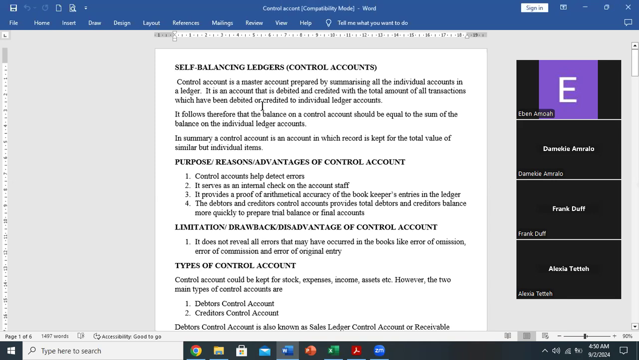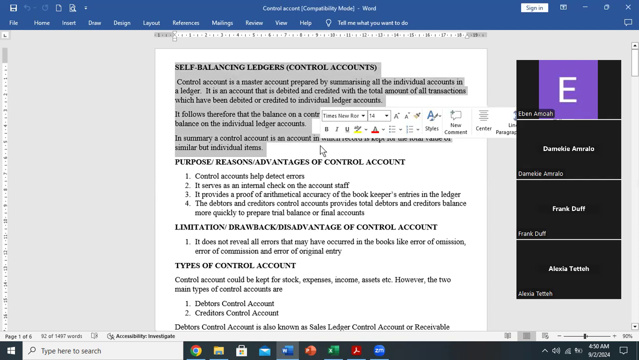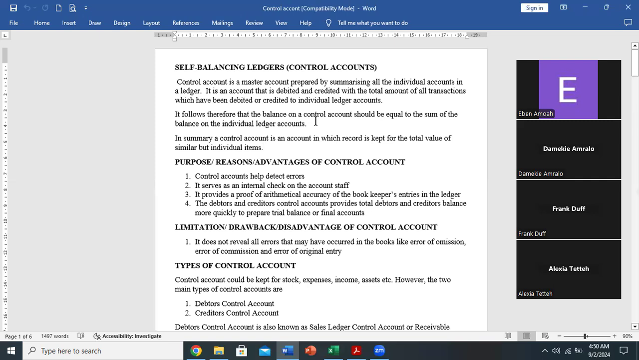Self-balancing ledgers, control account. Control account is a master account prepared by summarizing all the individual accounts in a ledger. It is an account that is debited and credited with the total amount of all transactions which have been debited or credited to individual ledger accounts. It follows, therefore, that the balance on a control account should be equal to the sum of the balance on the individual ledger accounts. In summary, a control account is an account in which record is kept for the total value of similar but individual items.